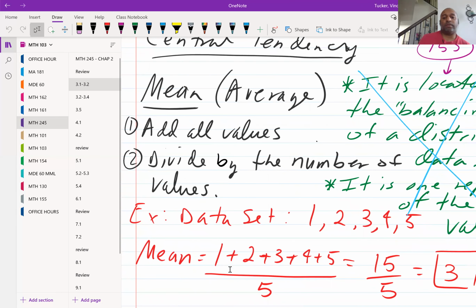So in red, we have a little example of doing that. If we have the data set of 1, 2, 3, 4, 5, and we want to find the mean of the data set, we'll add up 1, 2, 3, 4, 5, and divide by 5 because we have 5 data values. So that would be 15 over 5, and that means our average would be 3. Or in other words, our mean would be 3.